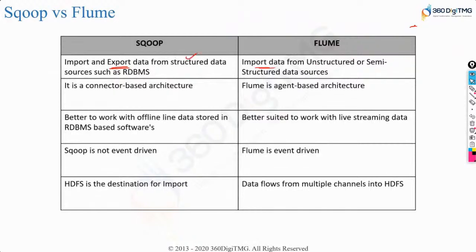Sqoop works with structured data and Flume works with unstructured and semi-structured data. Sqoop is connector based. You connect, establish a connection, and then push the data. Whereas this one is agent based. Agent means you'll have a dedicated agent sitting there, and you talk to the agent and then push the data.